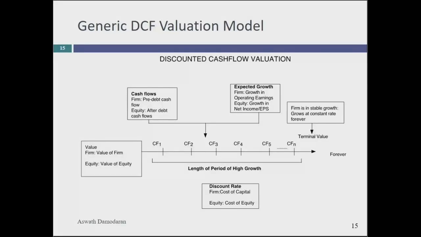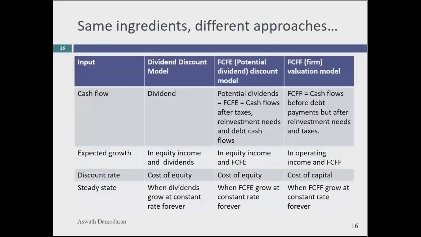So in any discounted cash flow model, you need cash flows, you need discount rates, you need the terminal value. And how you estimate them is what's different across the different models. So let's start easy. What was the oldest discounted cash flow model in use? A dividend discount model. Your cash flow is going to be dividends. Your discount rate is going to be a cost of equity because it's a cash flow to equity investors. And your terminal value will then be whenever you think dividends will start to grow at a constant rate forever.